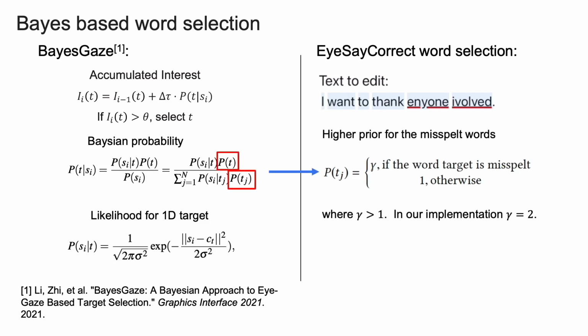To reduce the difficulty of selecting a misspelled word with a red underline, the likelihood of the misspelled words will be multiplied by a larger prior value so that it will be easier to be selected. In our implementation, the prior value was 2.